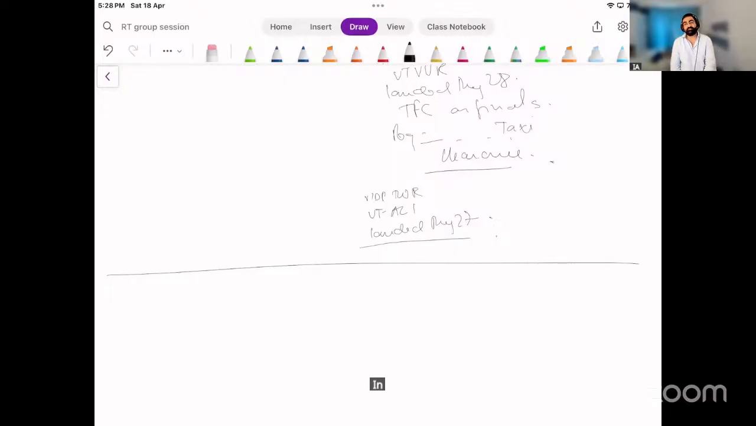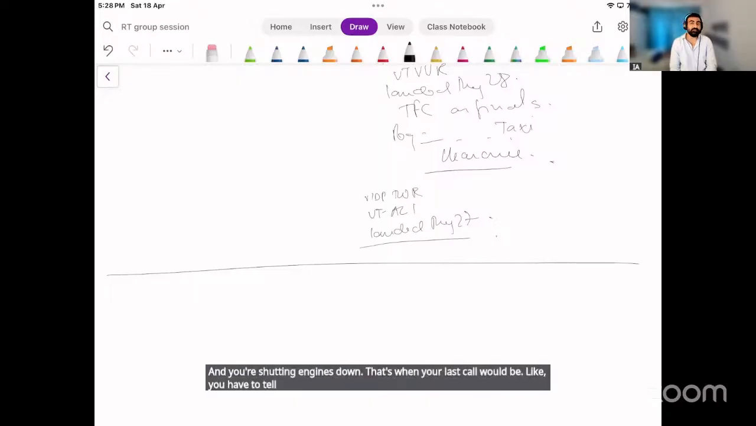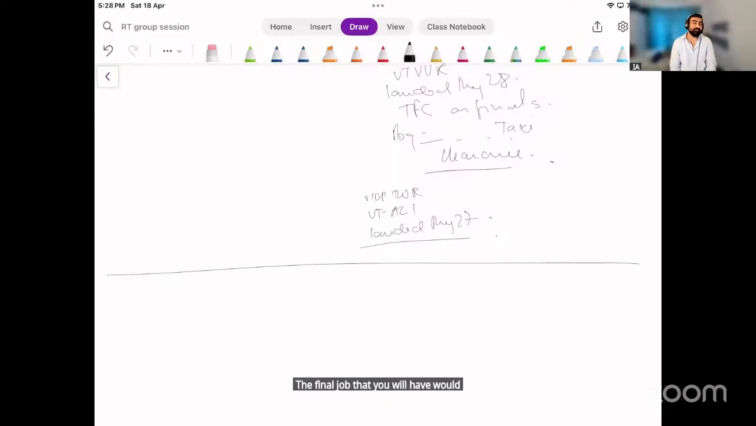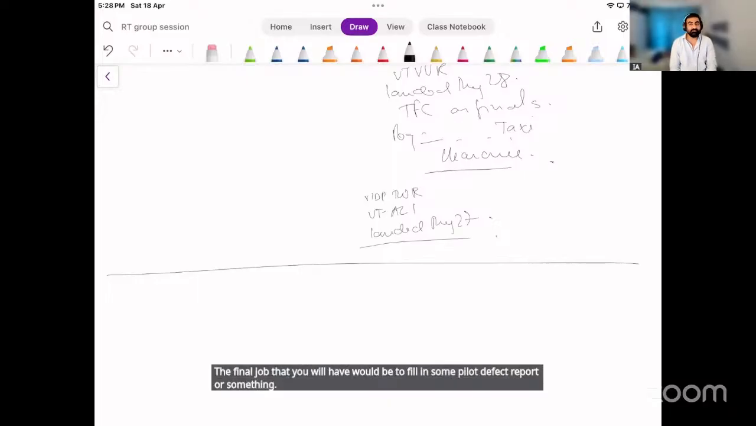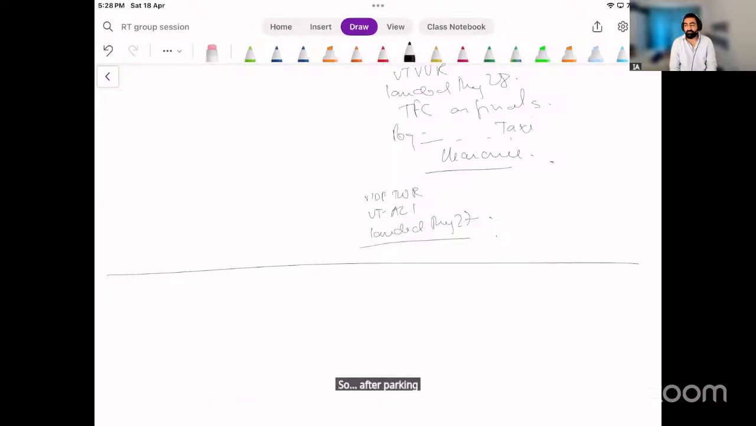In commercial jetliners, your last call would be once you're parked, your chocks are on, and you're shutting engines down. After that's when your last call would be. You have to tell ATC that everything is done. The final job that you will have would be to fill in some pilot defect report or something. So after parking and your ground controller giving you the sign to cut engines off, after that you're done. Your job is done. Go enjoy. Debrief and enjoy. Don't just run away.